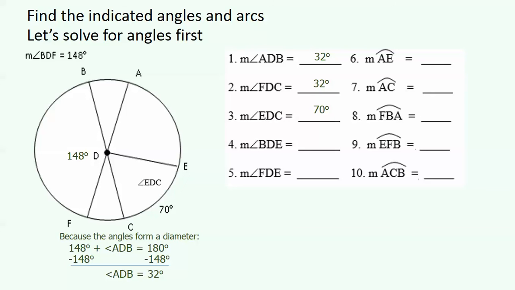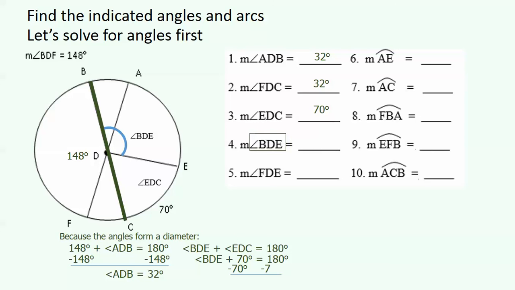Now let's look at the measure of angle BDE. So from B to D all the way over to E. Well, I see that angle BDE and angle EDC form a straight line, that diameter. So angle BDE plus angle EDC must be 180 degrees. Well, I know that angle EDC is 70 degrees. So angle BDE plus that 70 degrees has to be 180 degrees. I'll subtract 70 degrees from both sides, and that tells me that angle BDE will be 110 degrees.